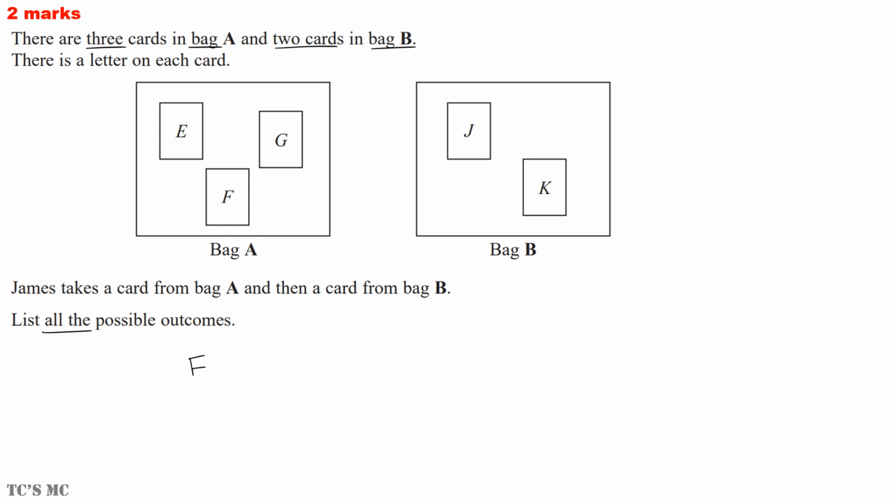Start with E from bag A. From bag B we could have E and then J, or we could have E and then K. Now we can move on to F from bag A, and that could match up with J, or we can have F and then K. Lastly, we could have G from bag A matching up with J from bag B, or we can have G and then K. If we have all 6 of them, we would get 2 marks. If we have 4 or 5 correct, we would get 1 mark.